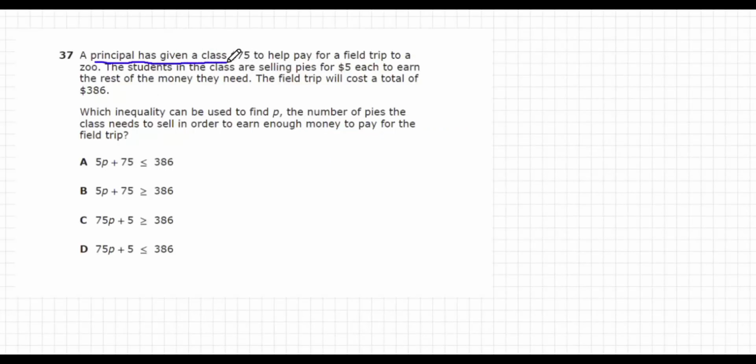Question number 37. A principal has given a class $75 to help pay for a field trip to a zoo. The students in the class are selling pies for $5 each to earn the rest of the money they need. The field trip will cost a total of $386. Which inequality can be used to find P, the number of pies the class needs to sell in order to earn enough money to pay for the field trip?